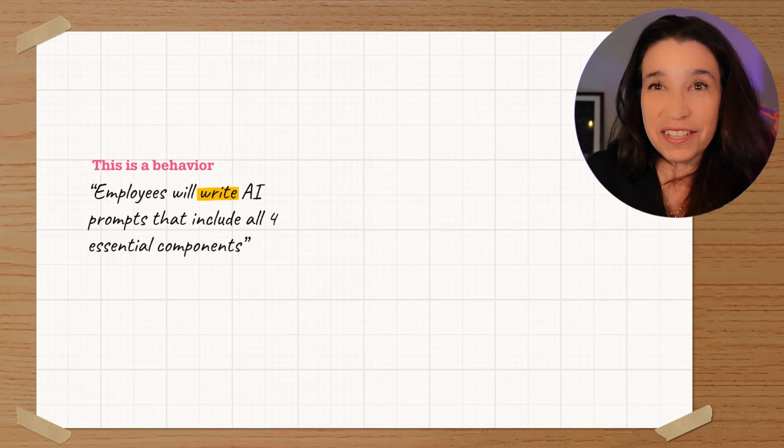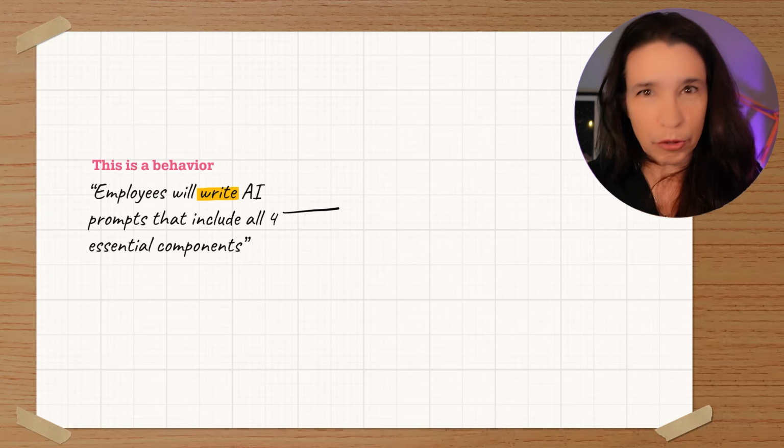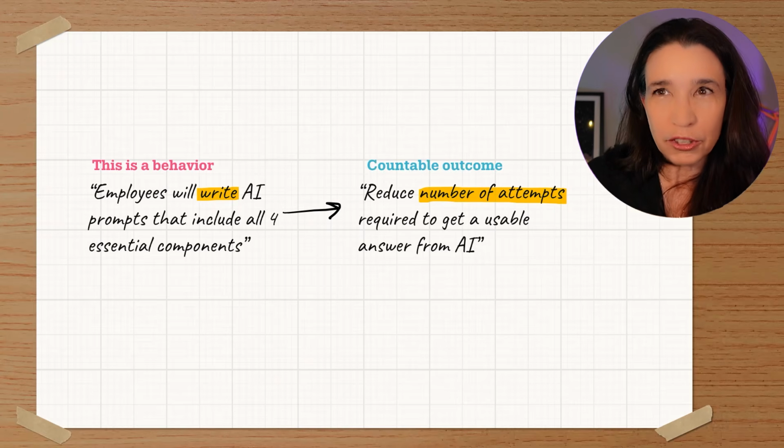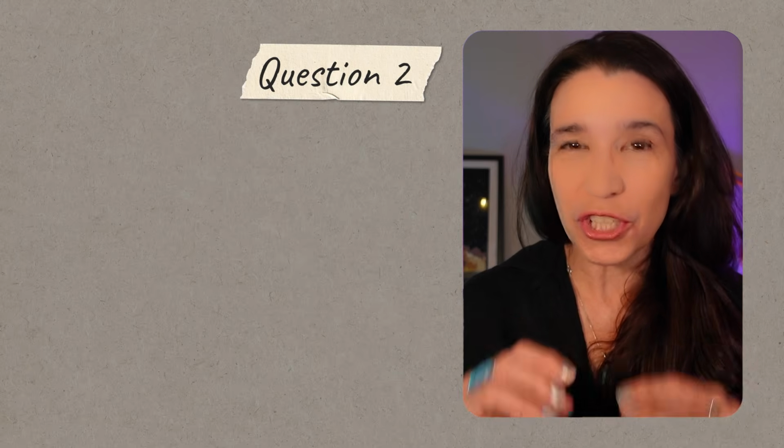And I don't know if this is an important behavior if I don't know what we're trying to achieve here. So a cleaner way to answer this is to skip the behavior altogether and name the countable outcome you're looking for. Okay, the next question is easier.